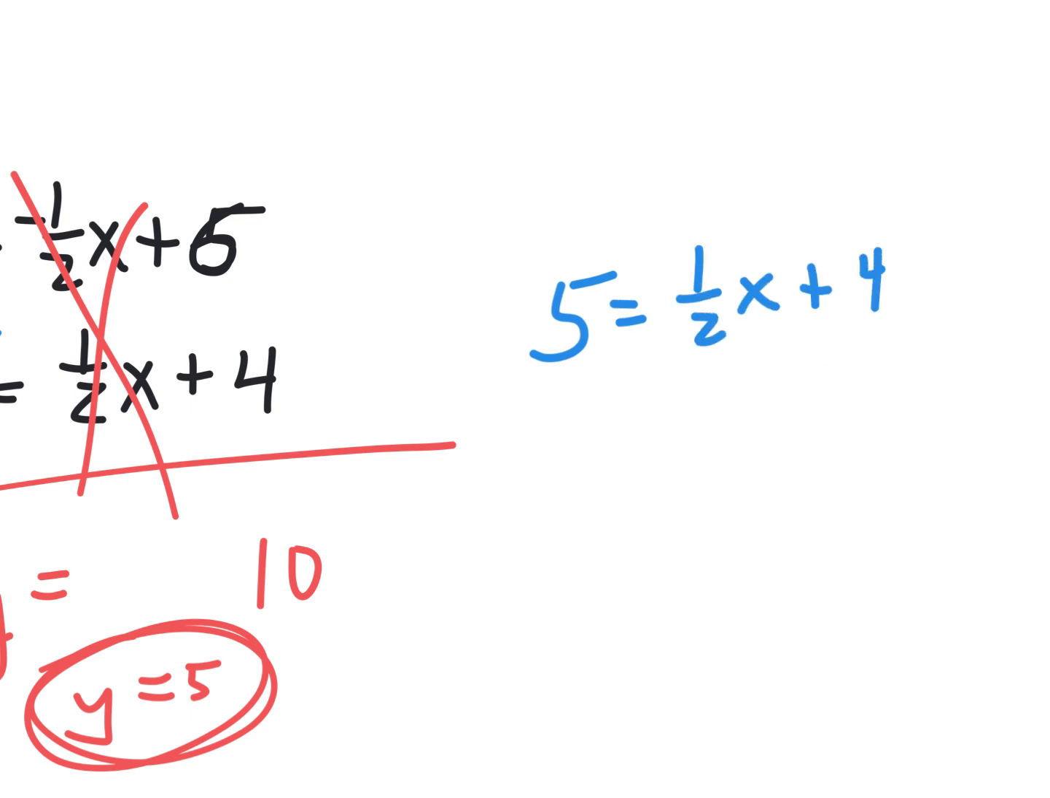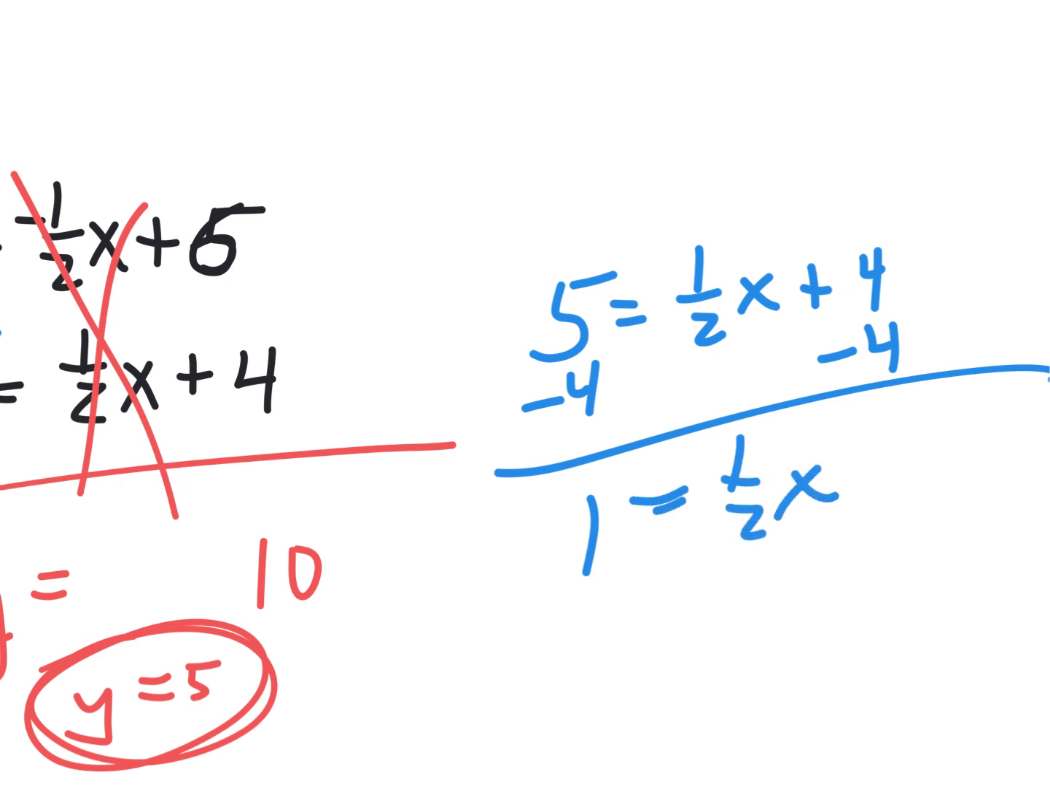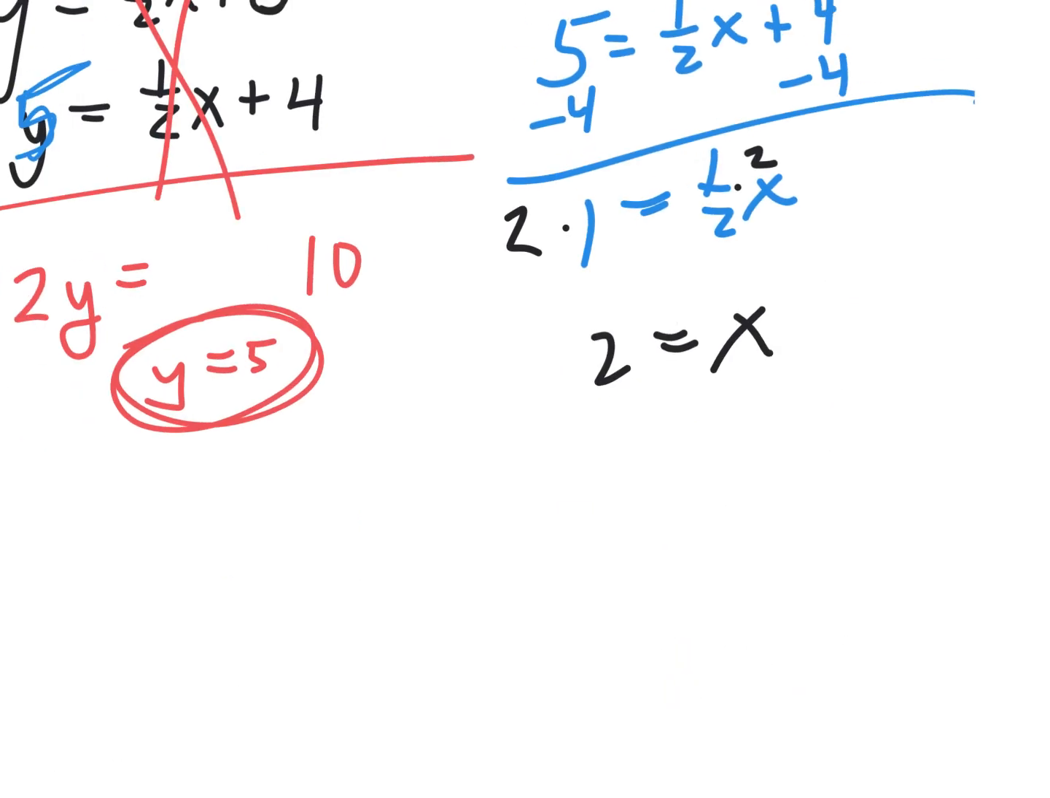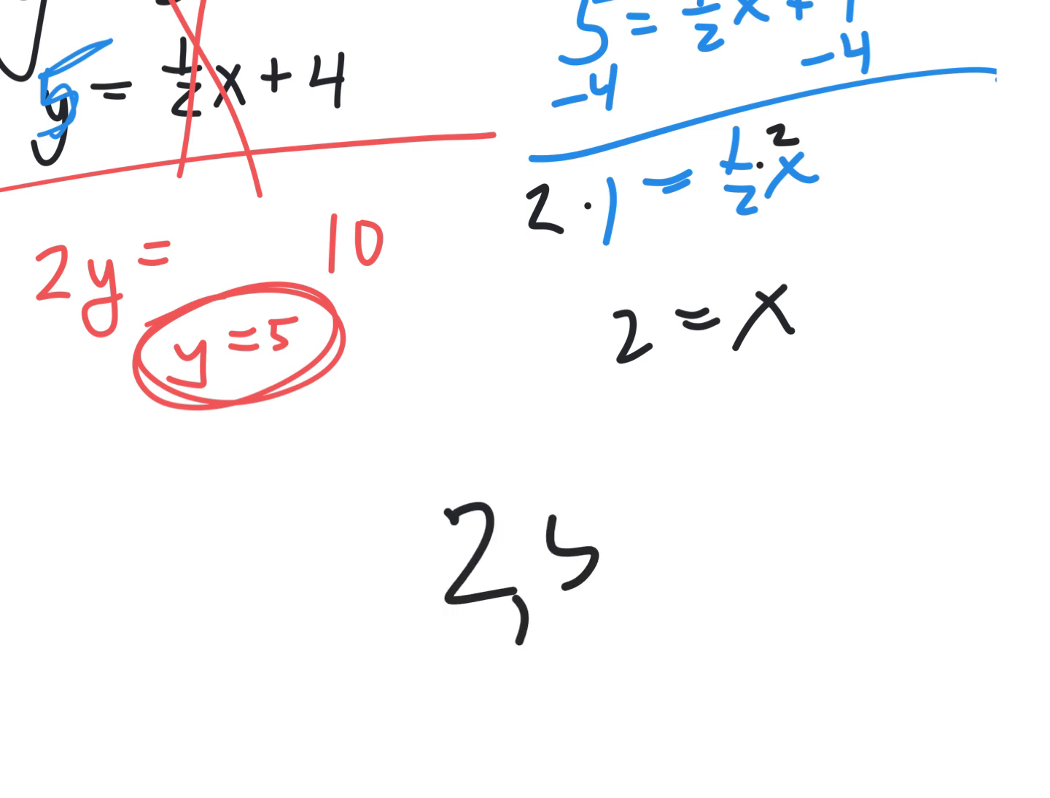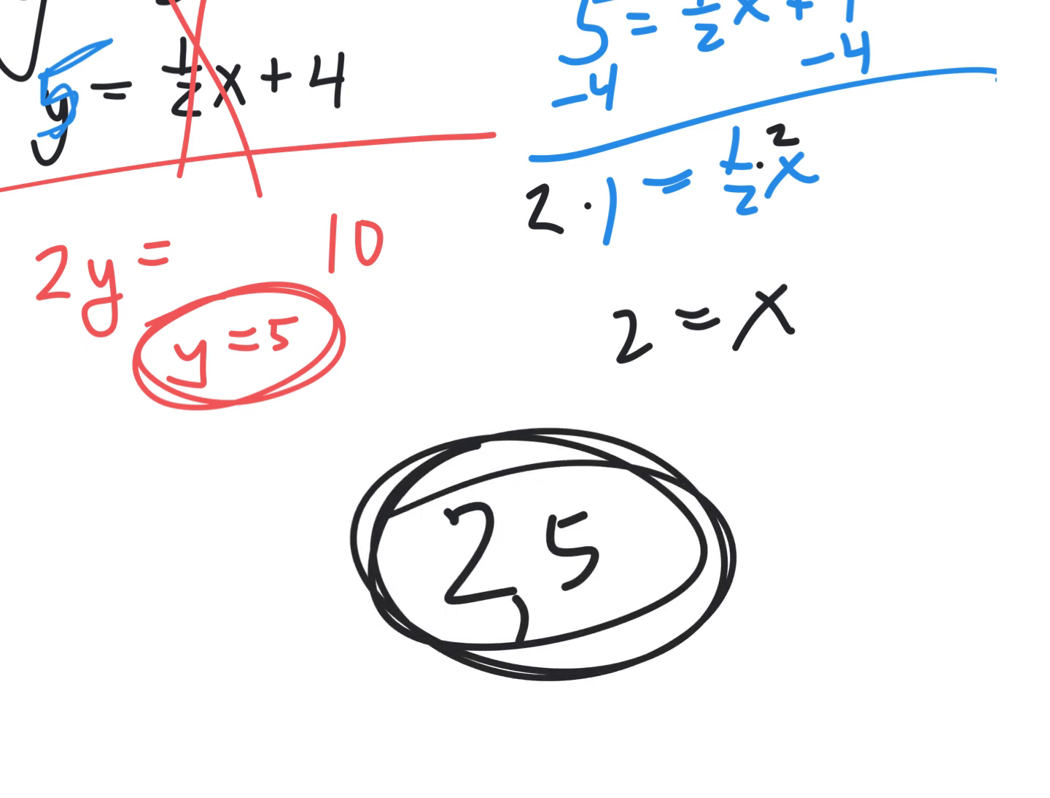I'm going to subtract 4 from both sides. And I get 1 equals 1/2 x. And I'm going to times both sides by 2 to get rid of that. Divide by 2 right there. So timesing by 2, timesing by 2. 2 equals x. Oh, look at that. X is 2, y is 5. 2 comma 5. Raise your hand if you had 2 comma 5. Okay, awesome.